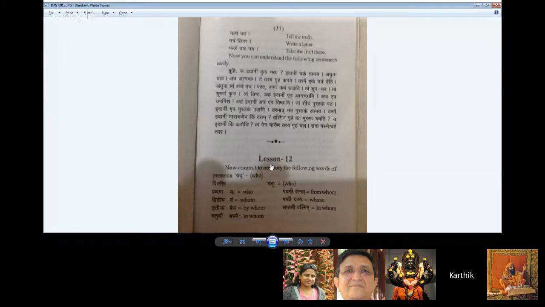Today, we will start with looking at the Yad Shabdaha, which in English we call the relative pronoun. It always comes with the Tat Shabdaha. Those who know Hindi will probably be able to recognize this.